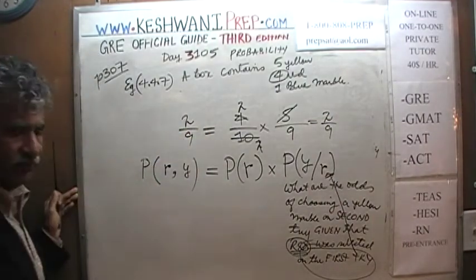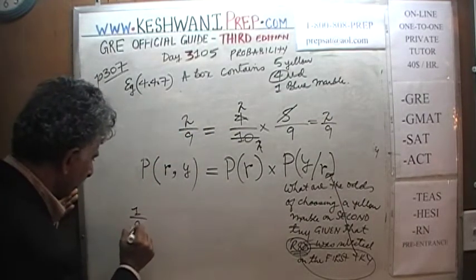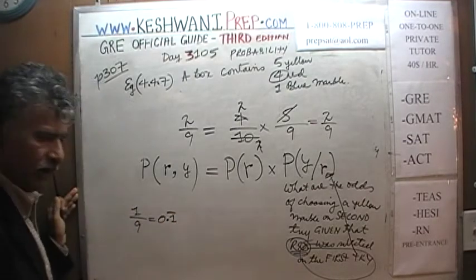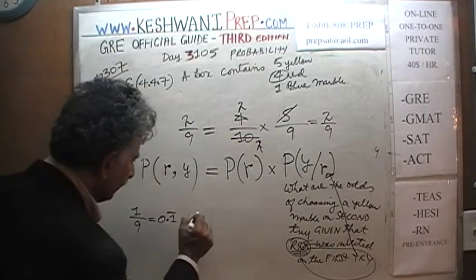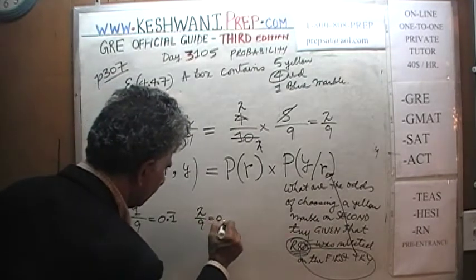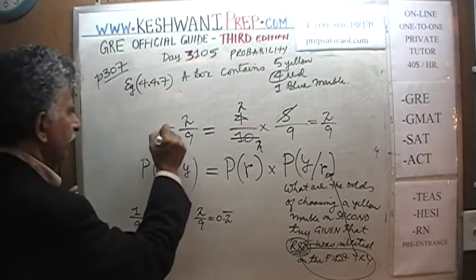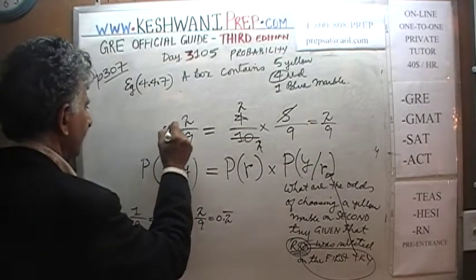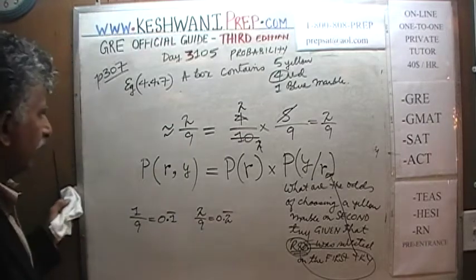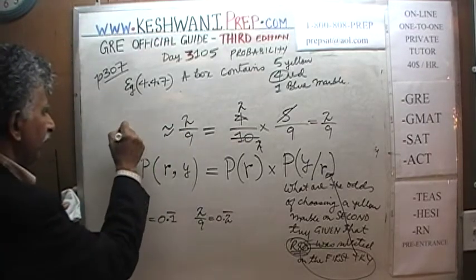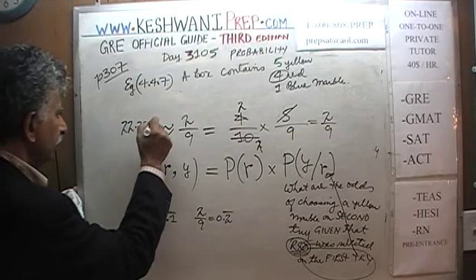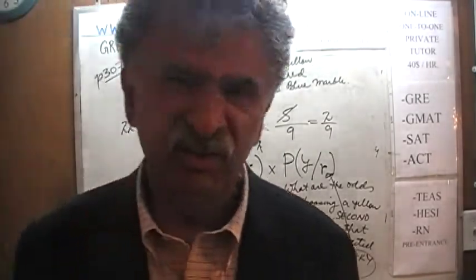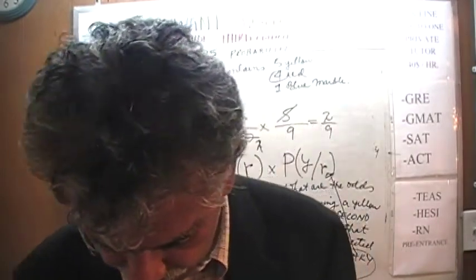2 out of 9 is the answer, and we know that 1 out of 9 is 0.1 repeating, and therefore 2 out of 9 is 0.2 repeating. It never ends, therefore this is approximately 22.22%, or if you like, about 22.25%, or even just 22% approximately. And that's it.